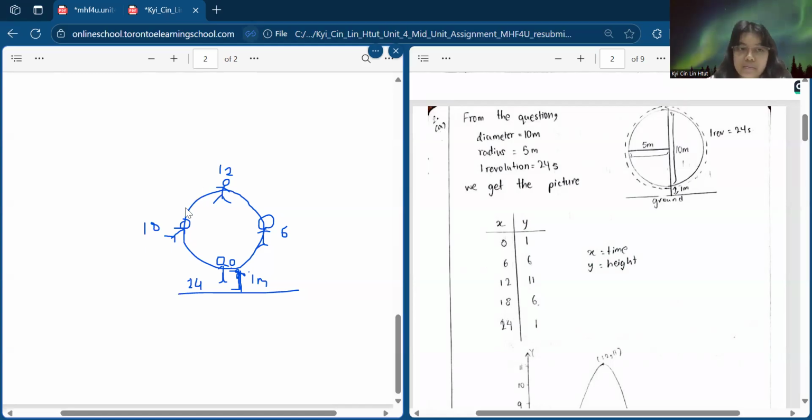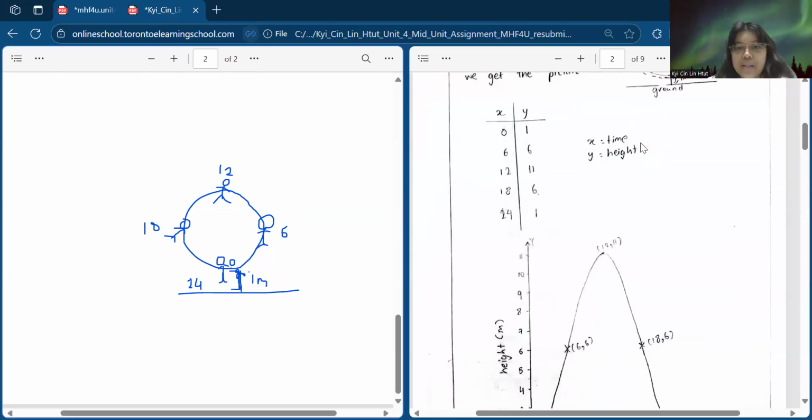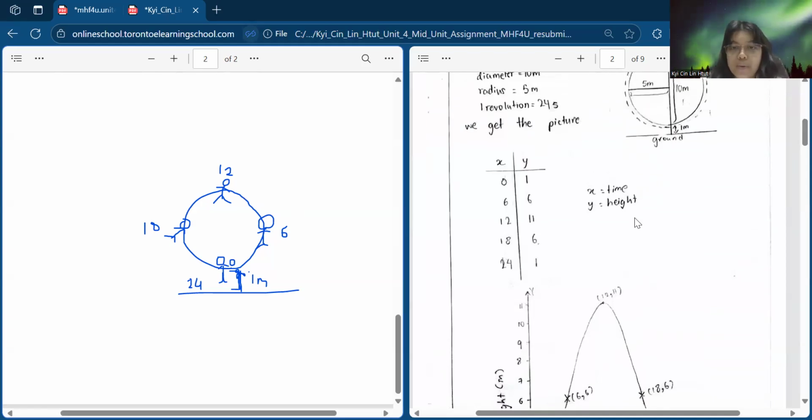And then the Ferris wheel descends again, and at 18 seconds, they will be halfway to the lowest point, and that's how they make 1 revolution. So at 24 seconds, they return to the lowest point. Okay, so from both this statement and from this picture, I made this table, and here I wrote time, x equal to time, and y equal to height.